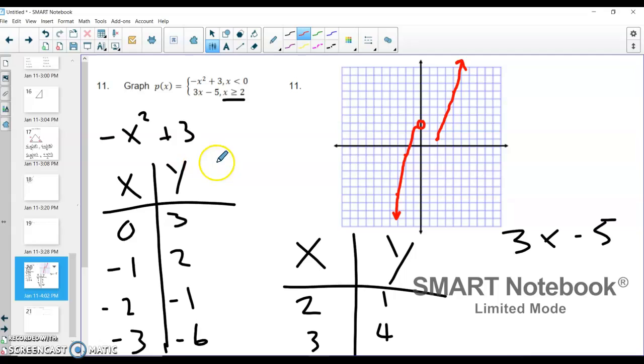The toughest thing is making sure you do an xy table for both, and then just make sure you're using those open and closed dots accordingly. I used a closed one at x equals 2 because 2 is included in my domain. I use an open dot at (0, 3) because 0 is technically not included in my domain. Just because it's not included in my domain doesn't mean I don't want to include it in my graph, though. All right, so there's my video for number 11. If you have any questions on the piecewise, let me know.